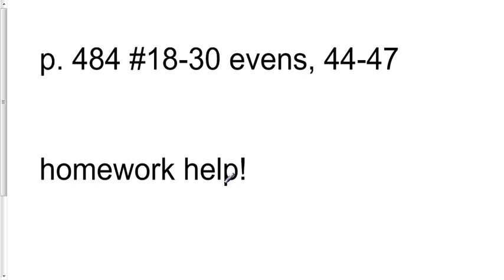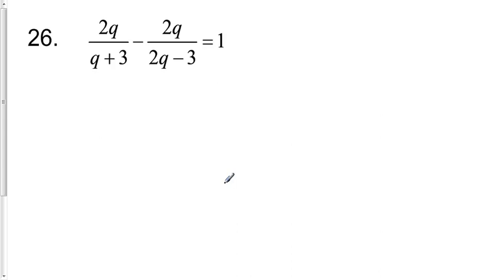I'm going to help you out a little bit with the assignment 18 to 30 evens and 44 to 47. We're working on solving rational equations and inequalities, and I've picked a few of the more challenging ones to show you. So the first one I want to show you how to do is 26. We're subtracting two fractions. They equal 1, and we've got to figure out what q is.